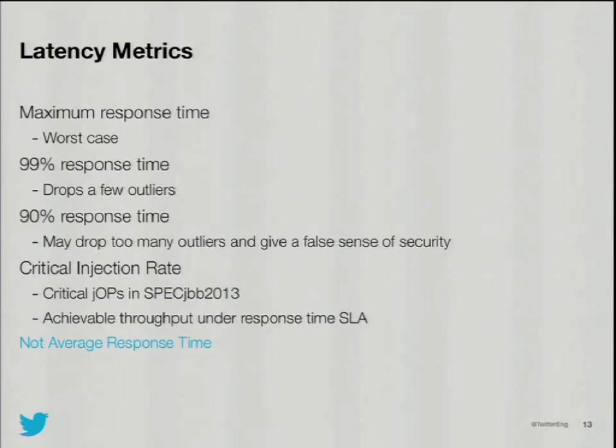I'm mentioning critical injection rate here as a new way of looking at response time, and an example of it is critical jOPS in SPECjbb 2013. What that is, is the achievable throughput under an SLA response time restriction. So it's the notion of, what is the throughput I can achieve if my 99th percentile response time must be less than 50 milliseconds.